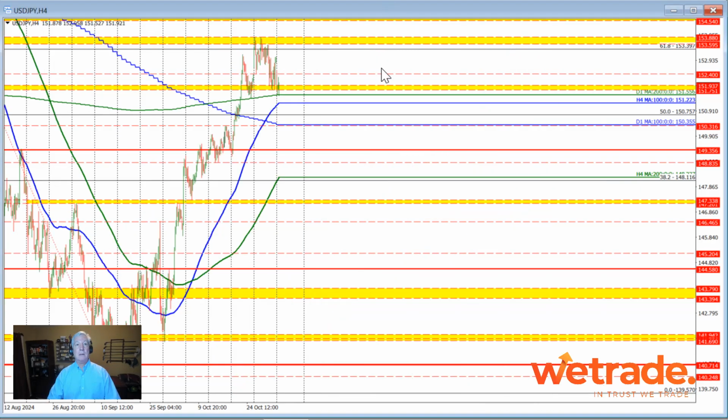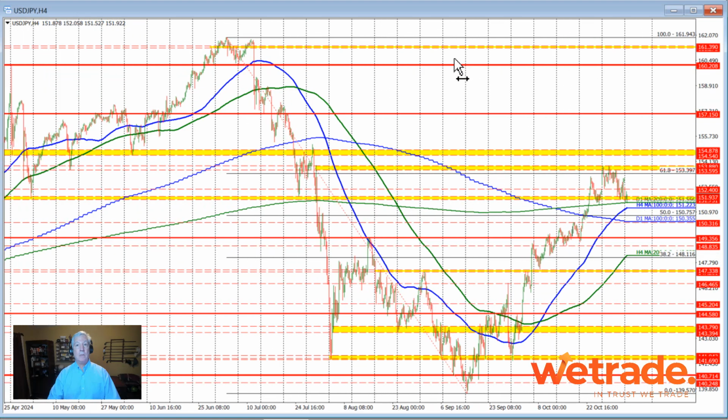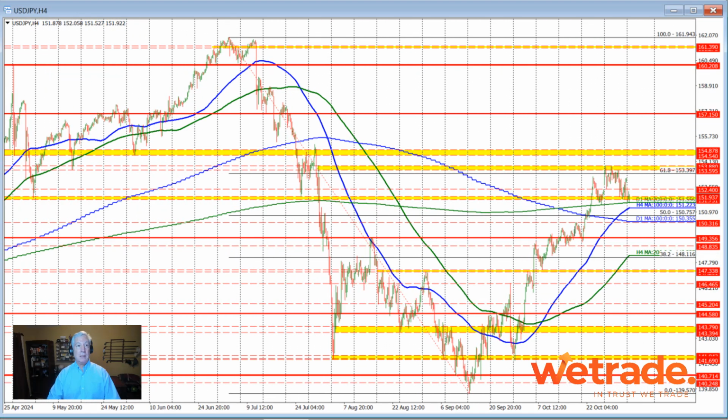If I take a look at this going back all the way through here, you can see how this area was a low right here, and we bounced to the upside. We came back down to that level right through here, a more modest bounce here before breaking below that level. So this area right through here was a key support. Also near that is the slowly rising 100-day moving average at 151.556.